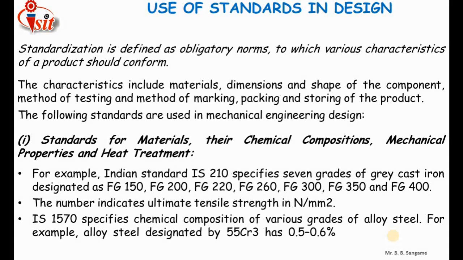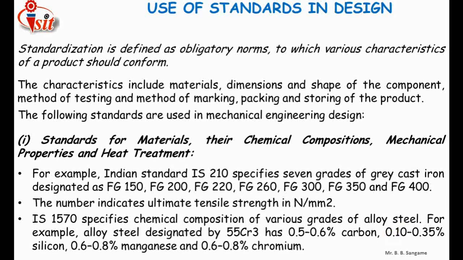These 7 grades are designated as FG 150, FG 200, FG 220, FG 260, FG 300, FG 350 and FG 400. Here the letters FG represent flake graphite, and the number along with FG represents the ultimate tensile strength in Newton per mm square.